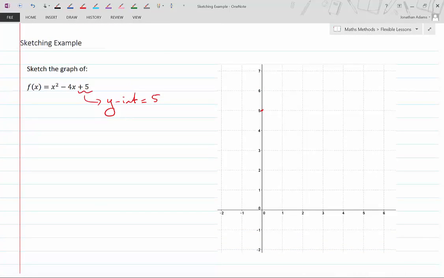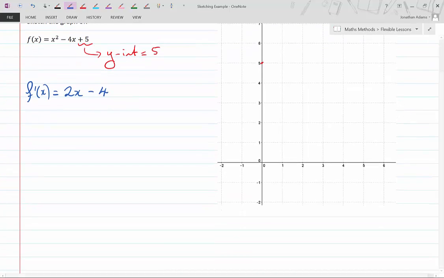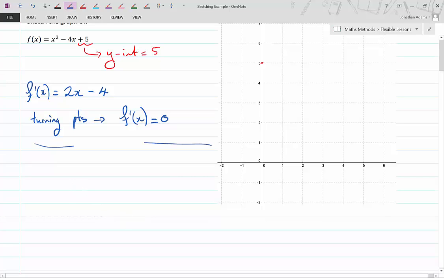The other thing we really want to get is the turning point, and we're going to use our knowledge of derivatives to do that. So I'm going to take this function, and I'm going to differentiate it. So here I'm going to get 2x minus 4. Hopefully that's relatively straightforward. And we know that turning points occur when the derivative, f dash of x, is equal to 0. So to find the turning point, we are going to set this expression here, 2x minus 4, equal to 0.